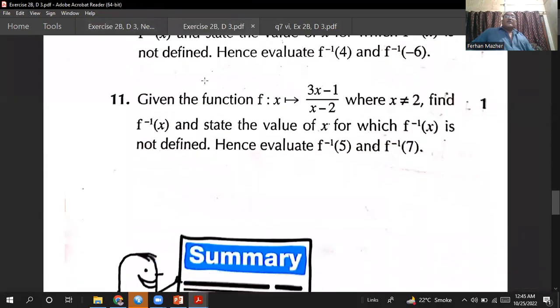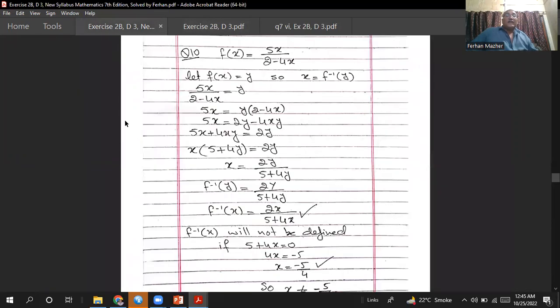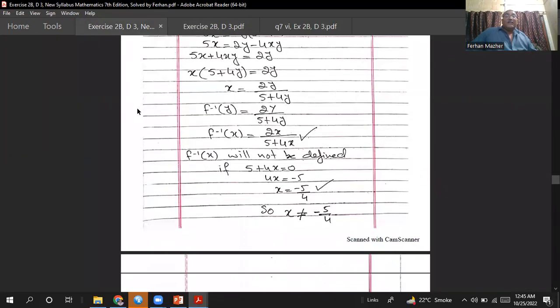Okay, so let's go to the next question. The next question is question number 11. He says, given the function f of x is equal to 3x minus 1, the whole thing divided by x minus 2, where x is not equal to 2. At x equals 2, this function will not be defined because it makes the denominator 0. Find the f inverse of x and state the value of x for which f inverse x is not defined. Hence, evaluate f inverse of 5 and f inverse of 7. Okay, so very simple. So that is question number 11.